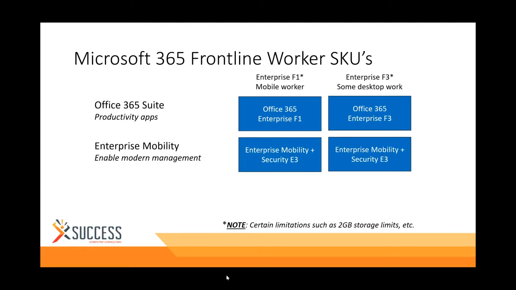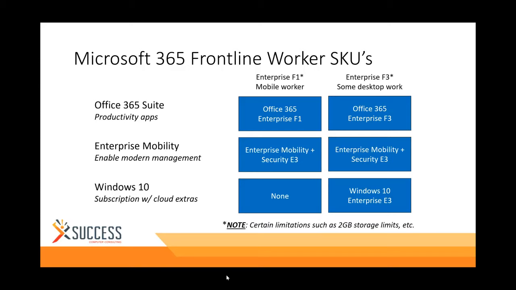Then with regard to enterprise mobility and security, they're giving us the full Enterprise Mobility and Security E3 plan with both of these. So you do have the ability to manage their mobile devices if that's what they're using. And as well, the enterprise F3 SKU includes the ability to manage desktop devices. So sometimes, even if they don't do a lot of work behind a desktop, maybe it's a shared machine or something, a frontline worker could be sitting down at a desktop from time to time. And so they wanted to account for that.